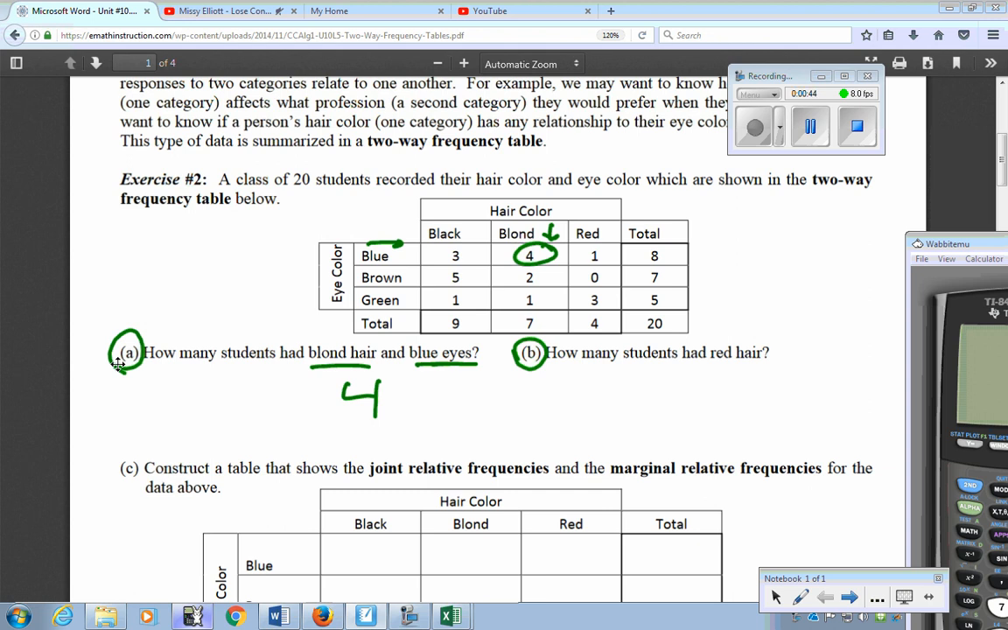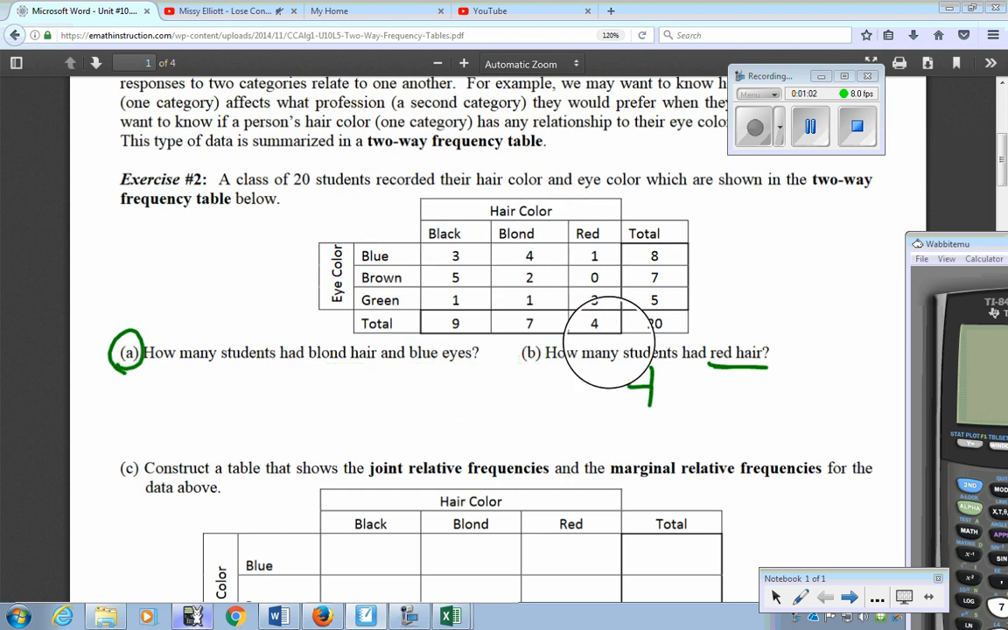And then for part B, it just asks about red hair. So we're going to use the hair color, the red column, and in that case, the total for that is this number down here, which is 4. So we're going to move on to part C.